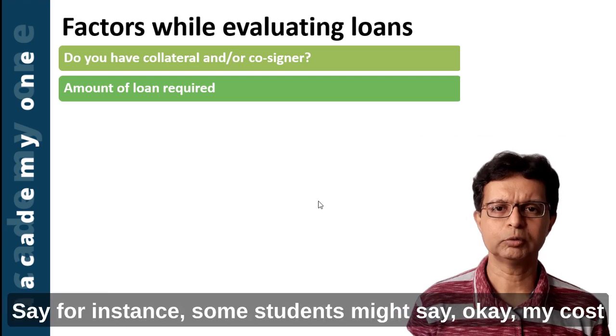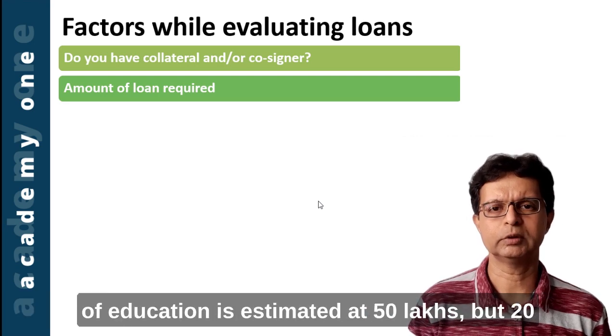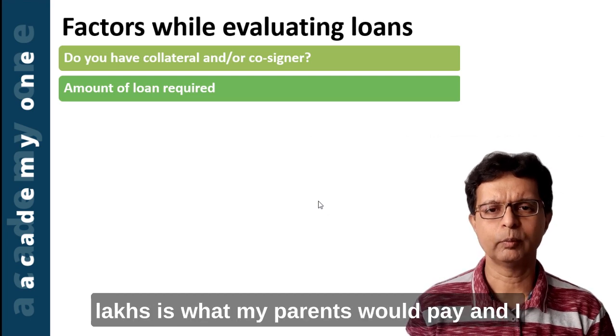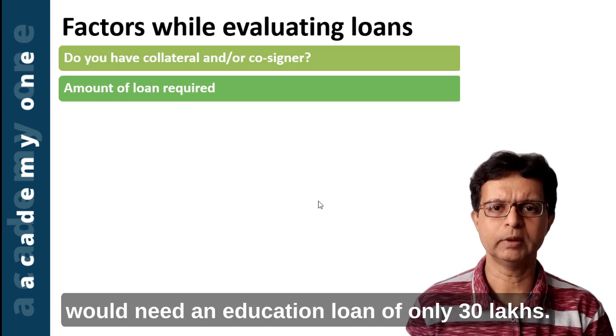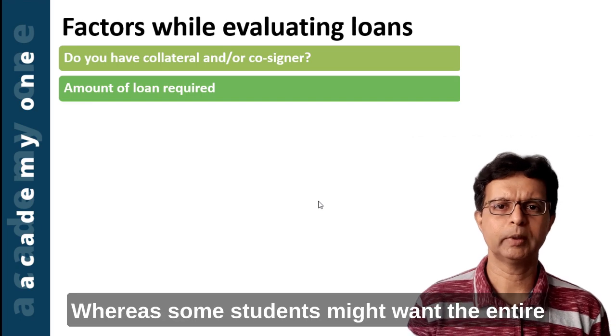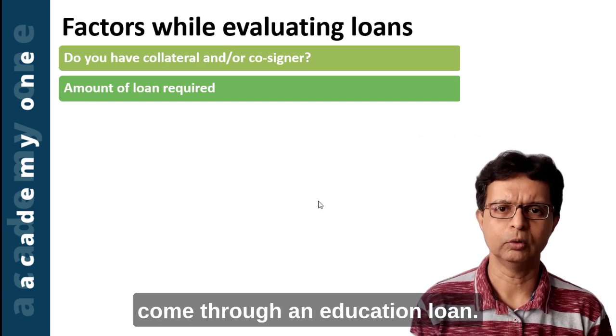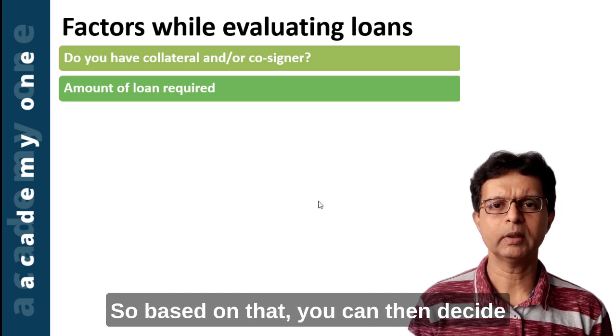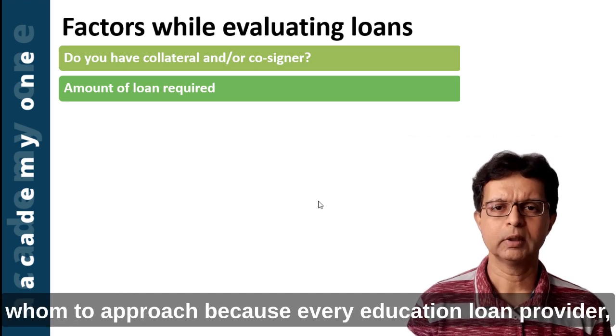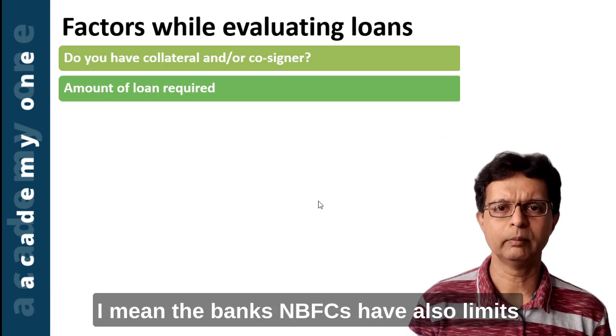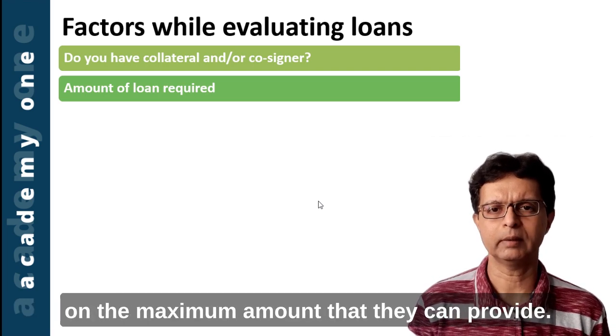Say for instance, some students might say, okay, my cost of education is estimated at 50 lakhs, but 20 lakhs is what my parents would pay and I would need an education loan of only 30 lakhs. Whereas some students might want the entire amount of their education and living to come through an education loan. So based on that, you can then decide whom to approach, because every education loan provider, I mean the banks, NBFCs, have also limits on the maximum amount that they can provide.